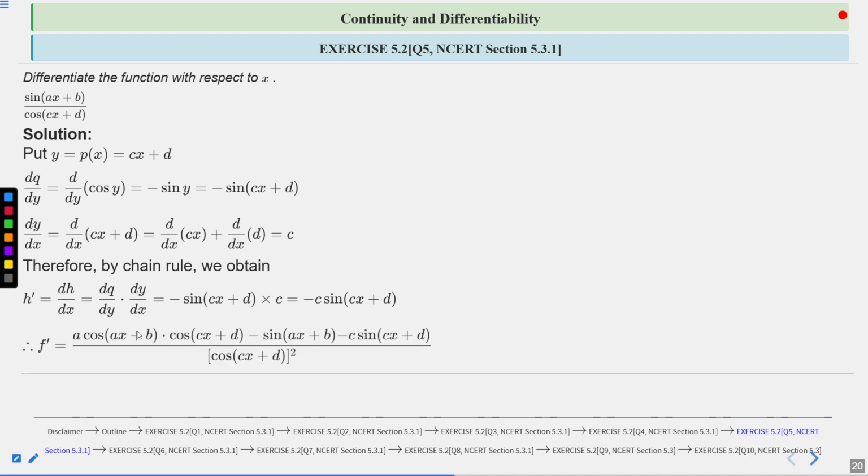So f dash will finally be equal to a cos ax plus b into cos cx plus d, minus sin ax plus b into minus c sin cx plus d, upon cos cx plus d whole square.